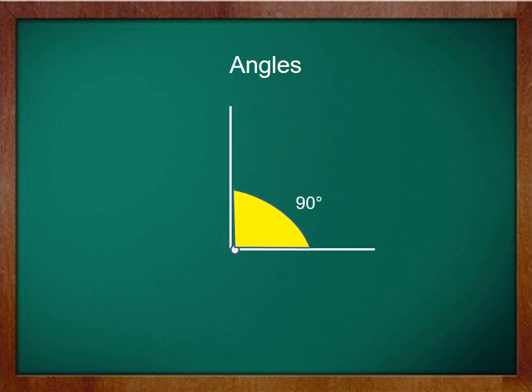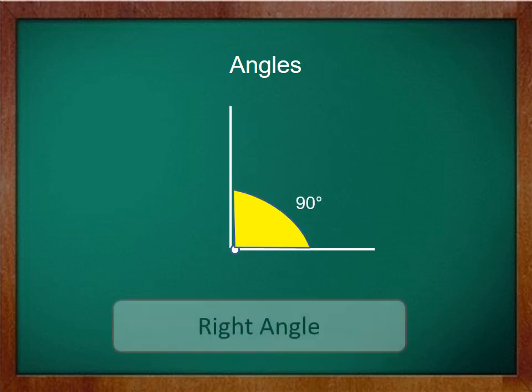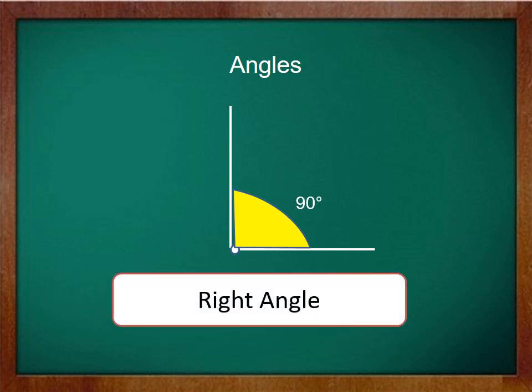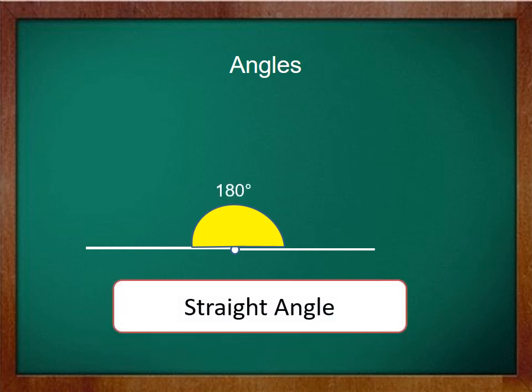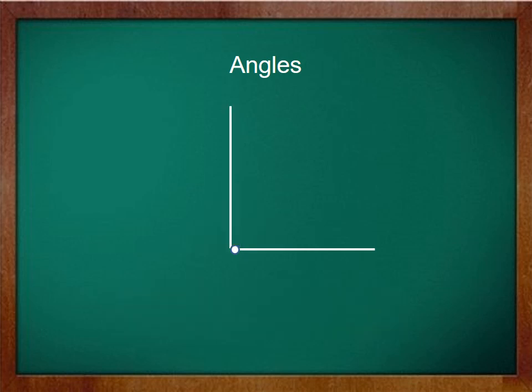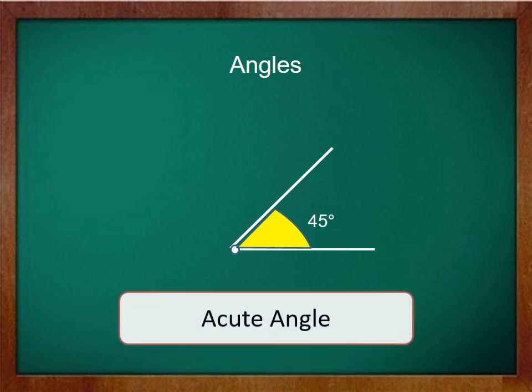An angle which is equal to 90 degrees is called a right angle. An angle which is equal to 180 degrees is called a straight angle. An angle which is less than 90 degrees is called an acute angle.